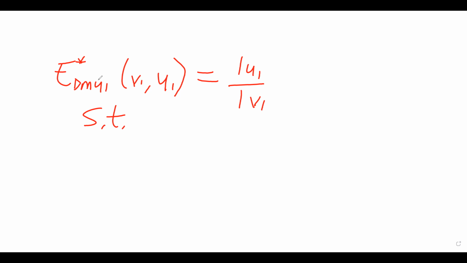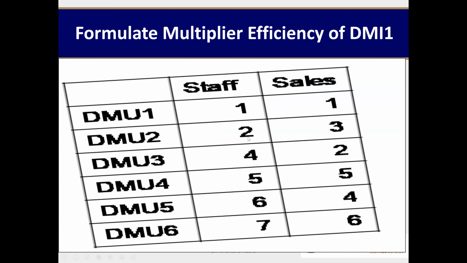So all the others must start with DMU1, its input and output, DMU2, its input and output. The DMU1's input and output, you know that already, is 1U1 over 1V1, and this should be less than or equal to 1. Now you have to do the same thing for the other inputs and outputs. The second one, for DMU2, is 2 for the input and 3 for the output. Remember, it is the output over the input in an output-oriented model.